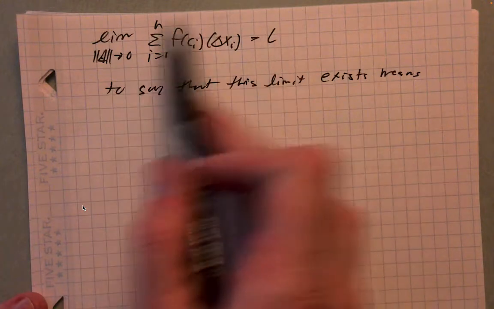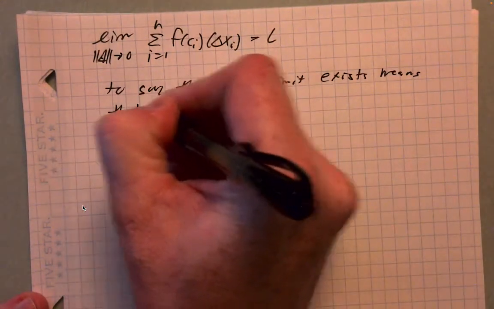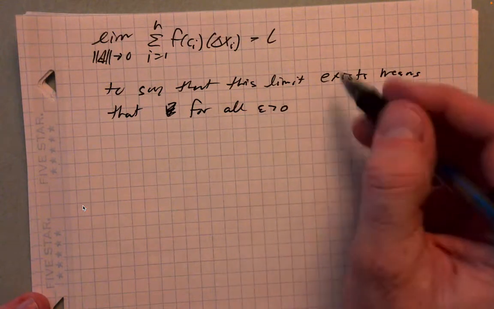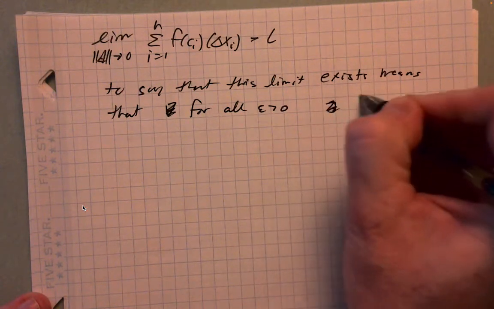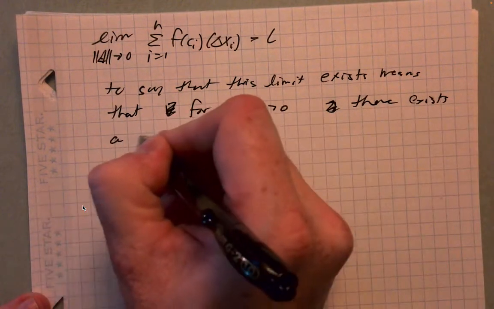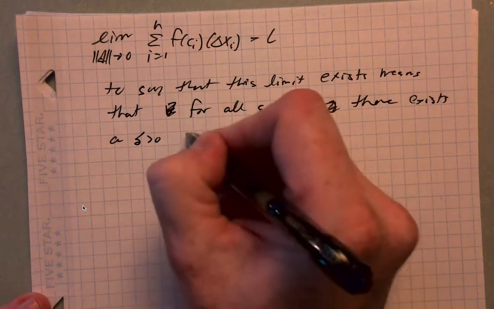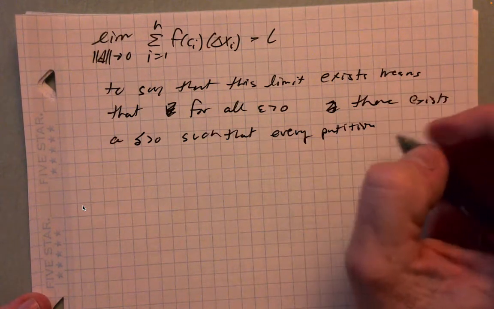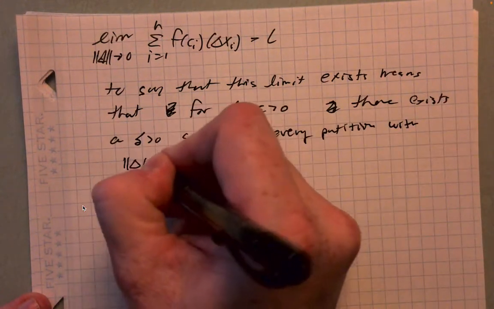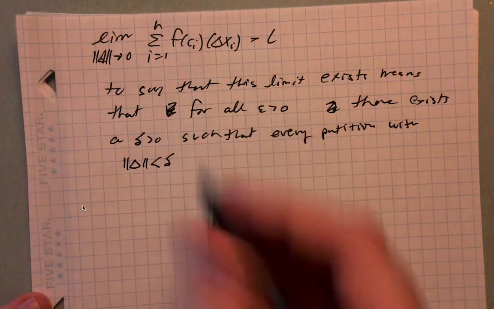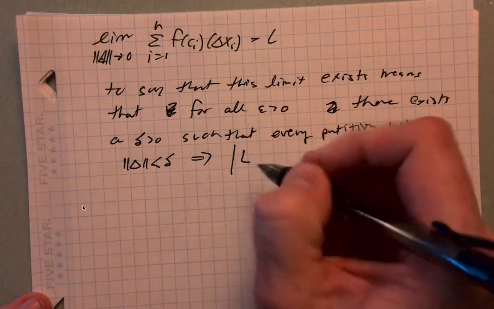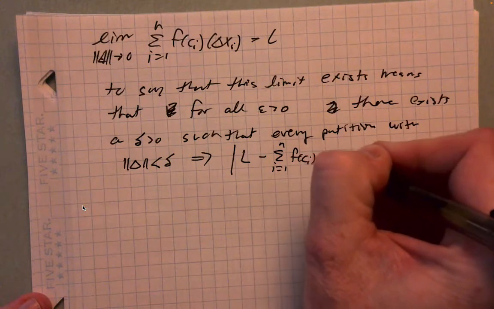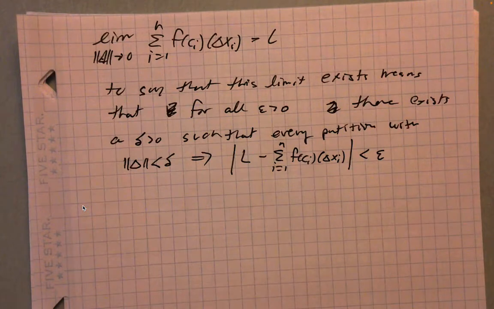But to say that this limit exists means that for all epsilon greater than 0, so any positive quantity given, there exists a delta greater than 0 such that every partition with the norm of the partition being less than delta will imply that the absolute value of L minus the Riemann sum is less than epsilon. Okay, so this is the idea here.